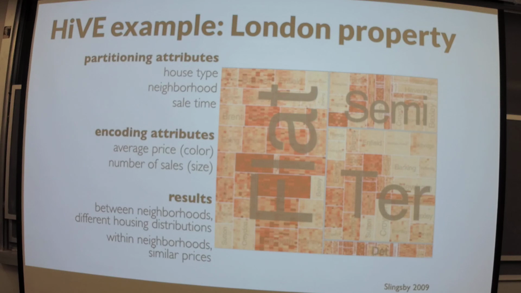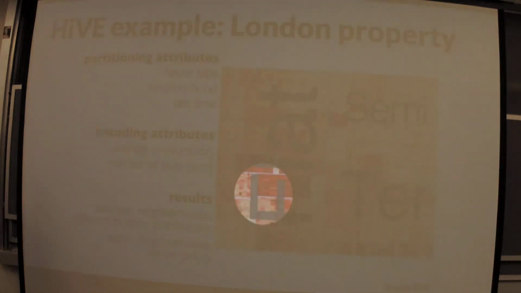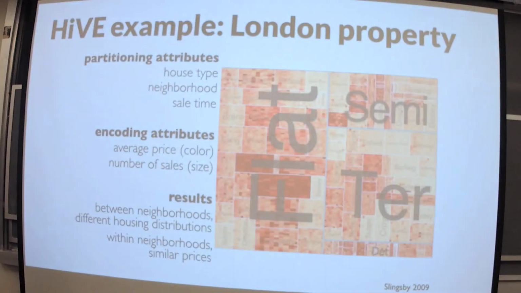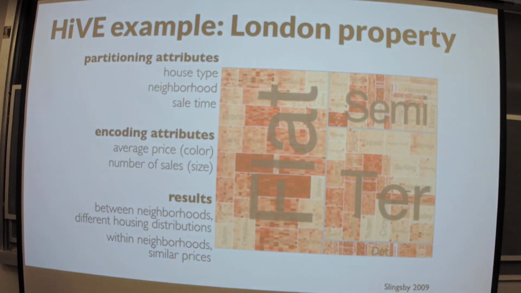And so what they're doing here is partitioning first by the house type. So you have the flats on the left, the semi-detached houses on the right, and the terraced houses on the bottom right. And then they again partition it by neighborhood. So for example, within flats, you have Brent here. And then you will have Brent somewhere in each of those, but you would have to find it. So that's a little bit trickier, but it's definitely there. And then it's again partitioned by sale time on this smaller scale that's barely visible now. And then to encode attributes, they encode average price as color and the number of sales as size.